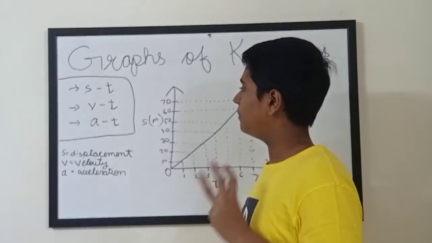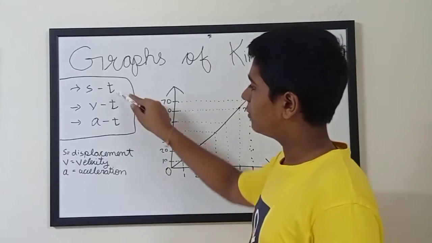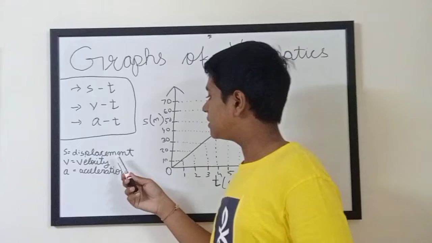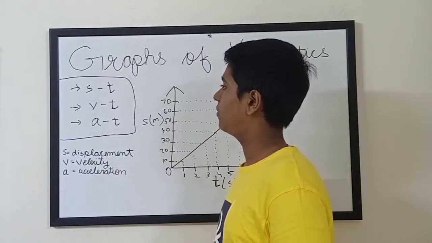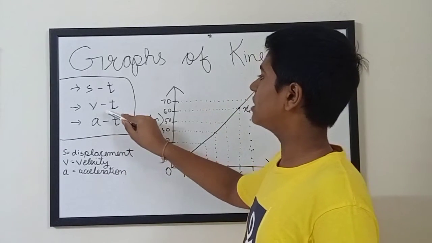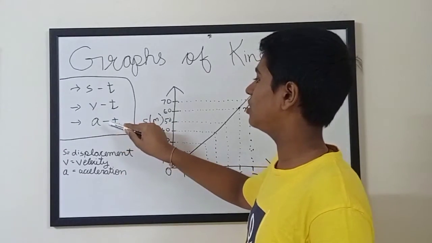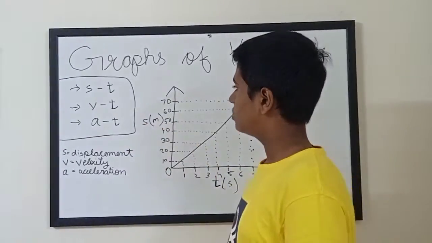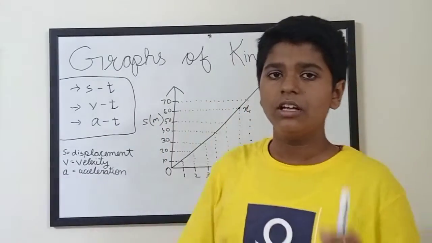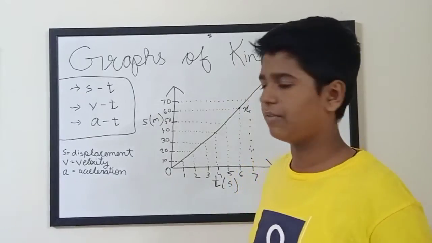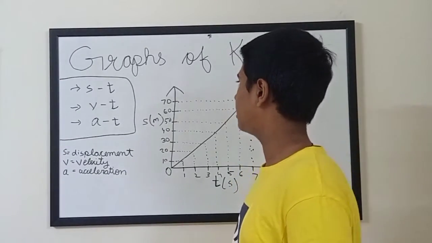So there are three main types of graphs. First, S versus T graph or displacement versus time graph. Second, velocity time graph. And third, acceleration time graph. So these are the three graphs. Now we first need to understand the displacement time graph. Let us understand displacement time graph.